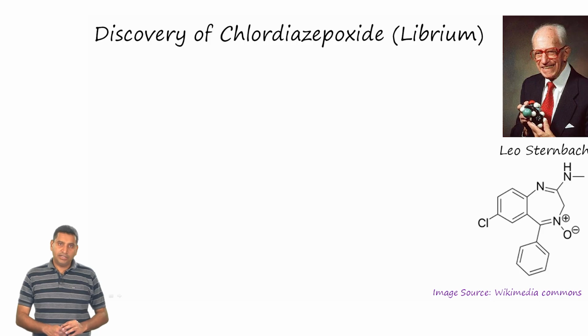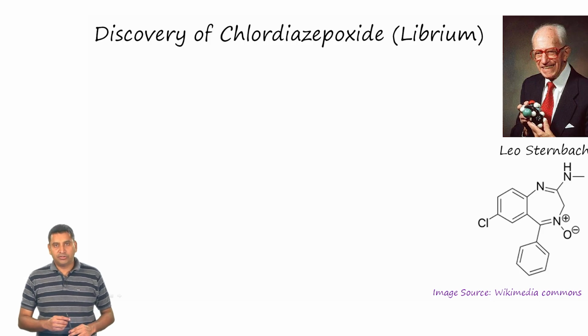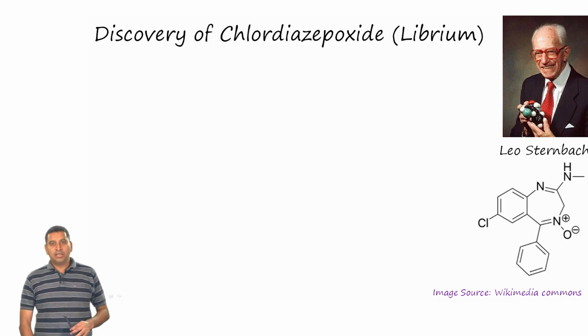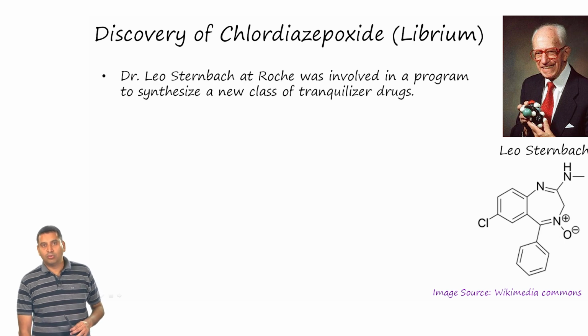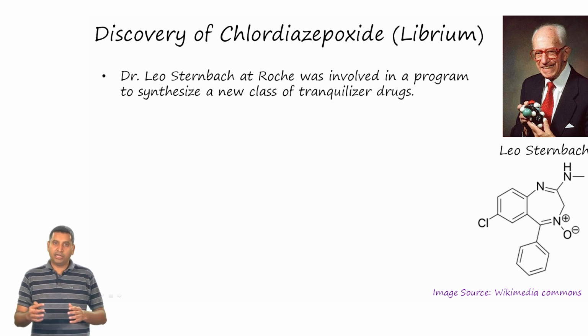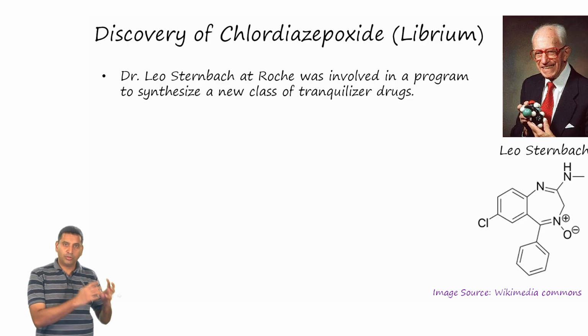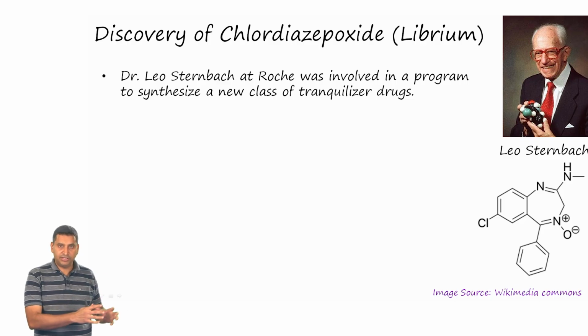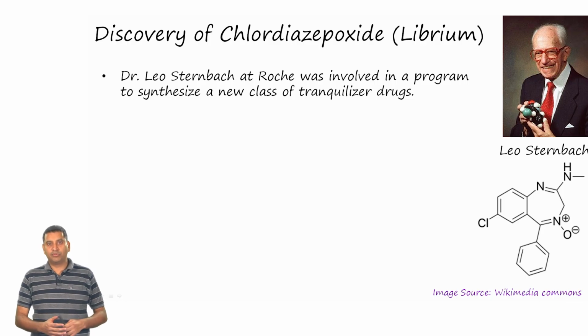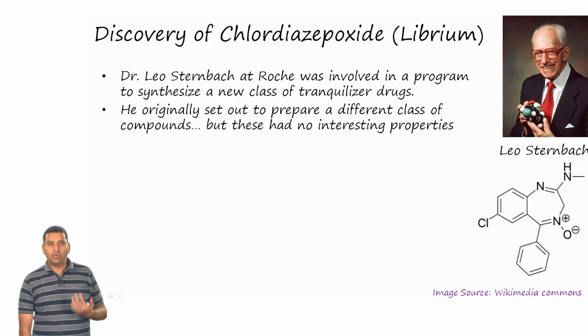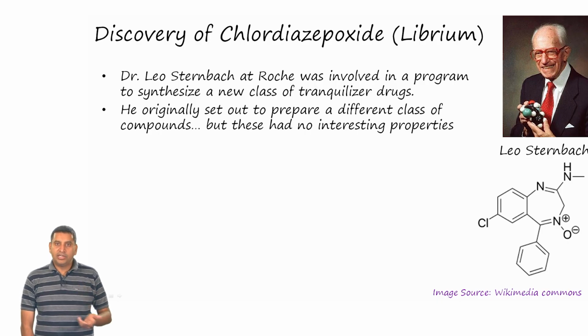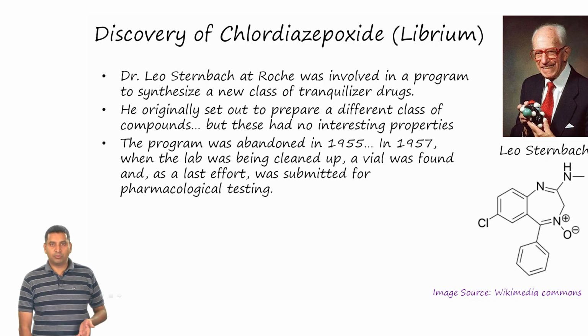Now, let us look at another case of serendipity, which is the discovery of Librium. Leo Sternbach was involved in a program to synthesize a number of new class of molecules in the 1950s. Roche was very much interested in discovering new tranquilizer drugs. Now, they synthesized a series of compounds, and none of them were found to be active. Okay. And since they had no interesting properties, they actually closed down this program.